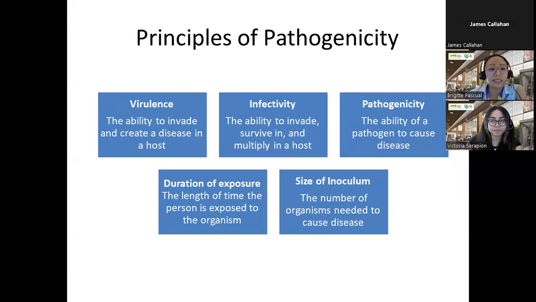Next slide, please. Principles of pathogenicity. Virulence is the measure of a microbe's ability to invade and create disease in a host. Infectivity is the ability of an agent to invade, survive in, and multiply in a host. Pathogenicity is the ability of a pathogen to cause disease. Duration of exposure is the length of time the person is exposed to the organism, and size of the inoculum is the number of organisms needed to cause disease.